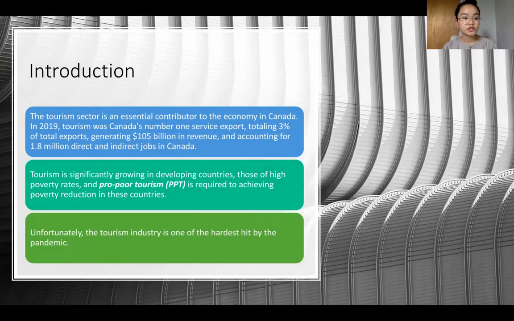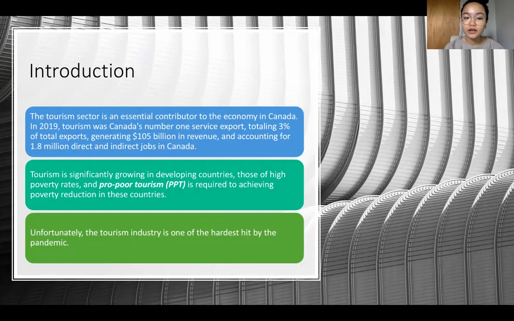So introduction. In 2019, tourism was Canada's number one service export, totaling 3% of total exports, generating around $105 billion in revenue, accounting for 1.8 million direct and indirect jobs in Canada. Really very impressive, right?